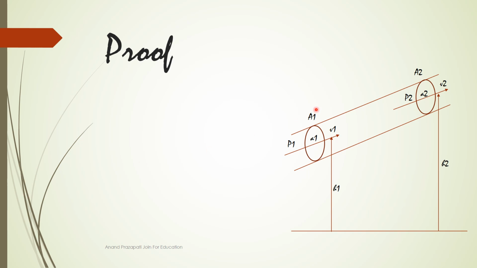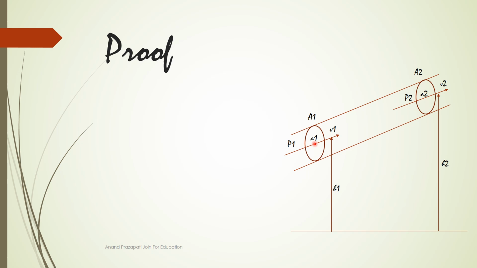So this work done contributes to the change of gravitational and kinetic energy. So we find out what is the gravitational energy at A1 and what is the gravitational energy at A2 of the pipeline. The change in gravitational energy of the pipeline will be the gravitational energy at the point A2 minus the gravitational energy at the point A1.